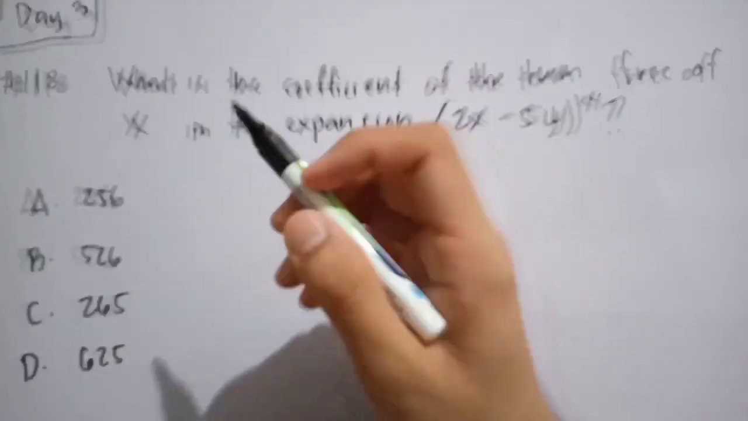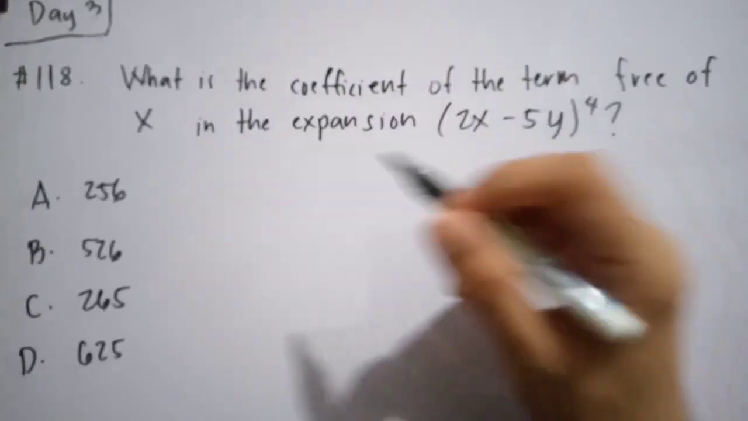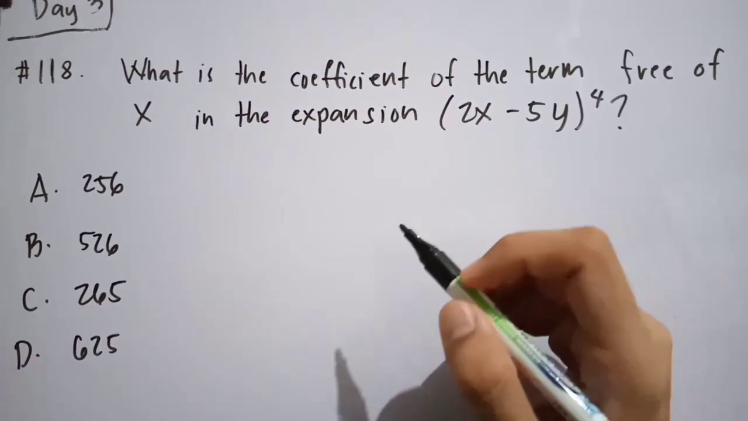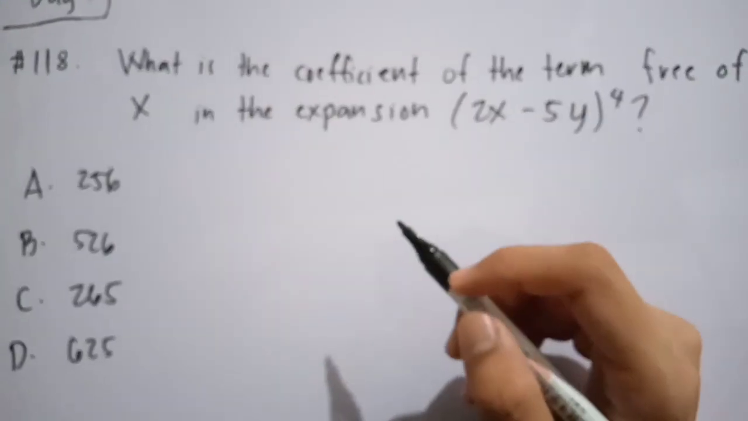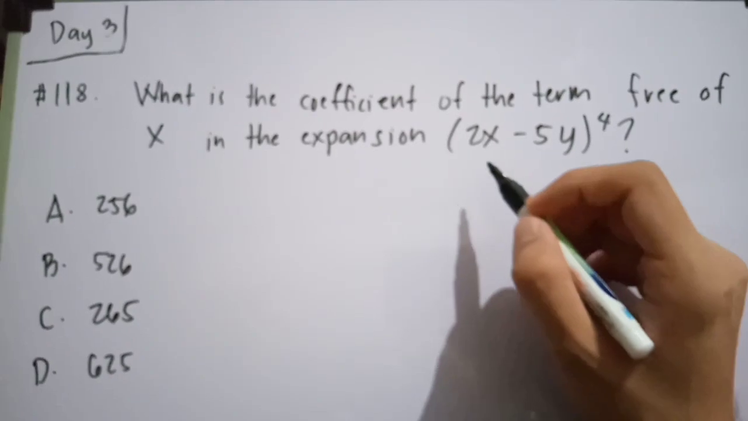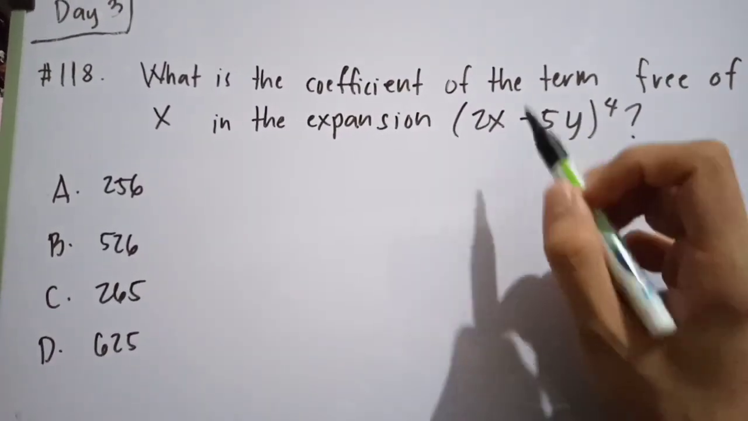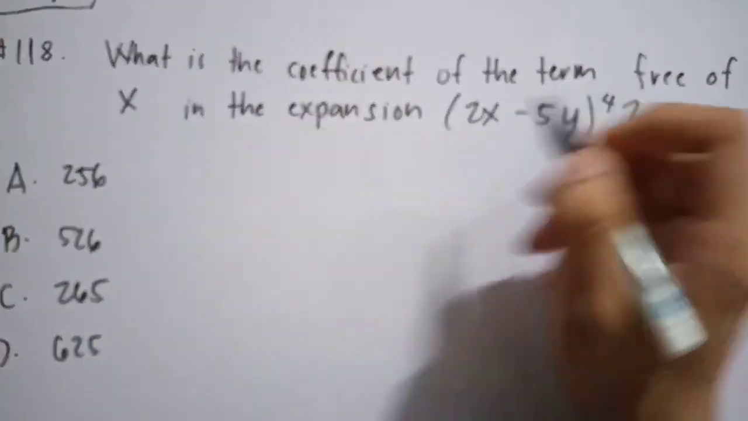This is number 118. So, sabi dito, what is the coefficient of the term free of x in the expansion 2x minus 5y raised to 4? Sabi niya, free of x. Ibig sabihin, yung term na yon ay walang x. So, kapag in-expand mo to, ano ba yung term na walang x? Di ba yung last term? Yun ang walang x. So, yung last term, madali lang, di ba?